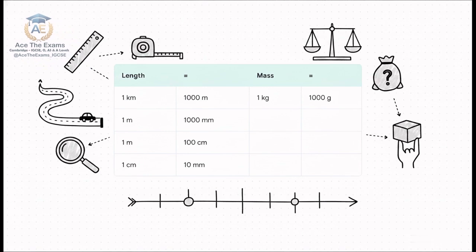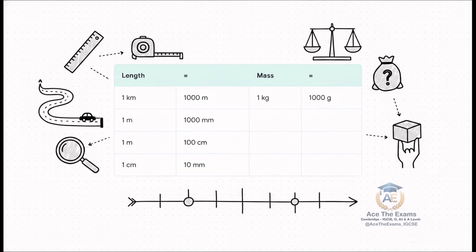For length, we've got 1 kilometer equating to exactly 1,000 meters. 1 meter, that's 1,000 millimeters or 100 centimeters. And 1 centimeter is 10 millimeters. On the mass side, everyday units like kilograms and grams follow a similar rule, with exactly 1,000 grams in a single kilogram. Take a mental picture of this right now. These 1D linear baselines are the raw ingredients for literally everything that follows.